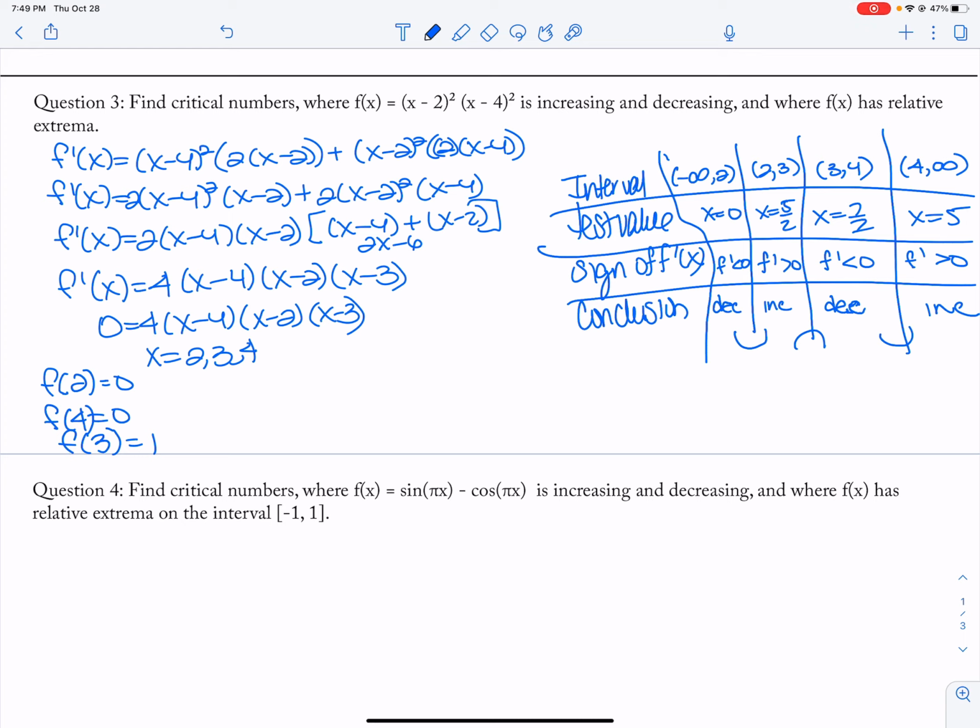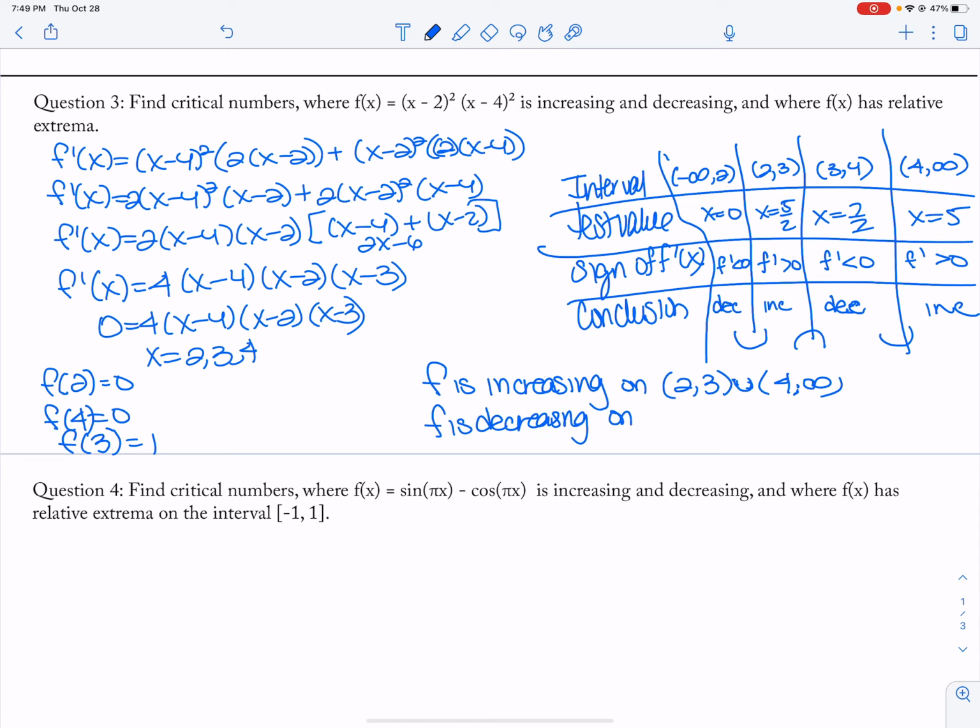So f is increasing on 2 to 3 union 4 to infinity, and then f is decreasing on, just kidding, negative infinity to 2 union 3 to 4.